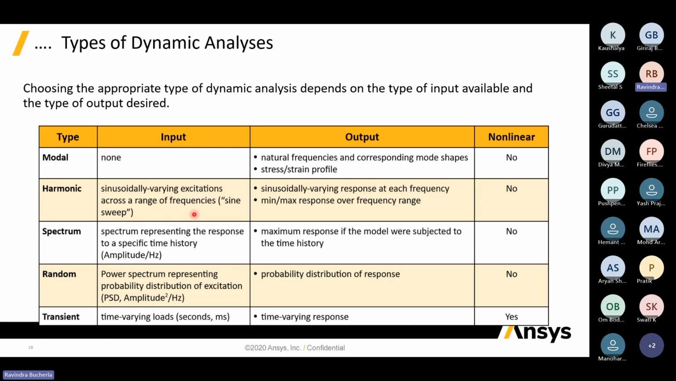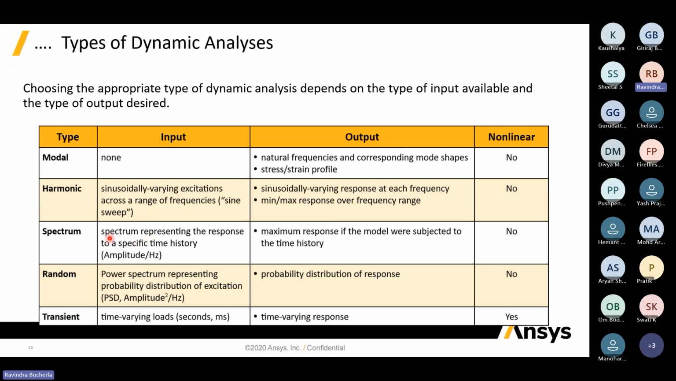So these are the different dynamic analyses that we have. Usually we will perform the modal analysis to predict the natural frequencies and the corresponding mode shapes. If the source of vibration is a sinusoidally varying excitation, like the vibrations we generally expect from rotating equipment, we'll go with the harmonic analysis. Here we will be checking for resonance, if there is any interaction of the external frequencies and the natural frequencies.